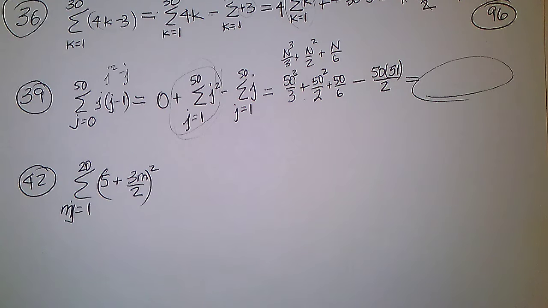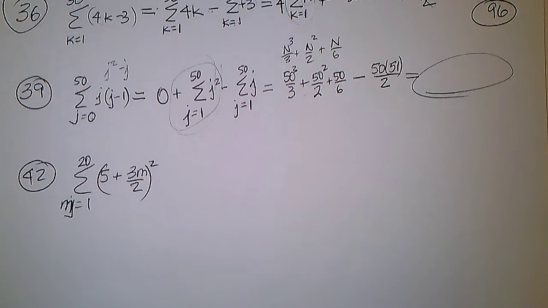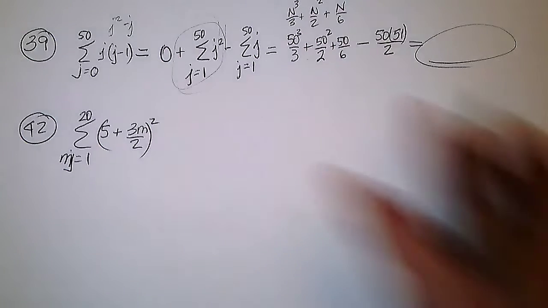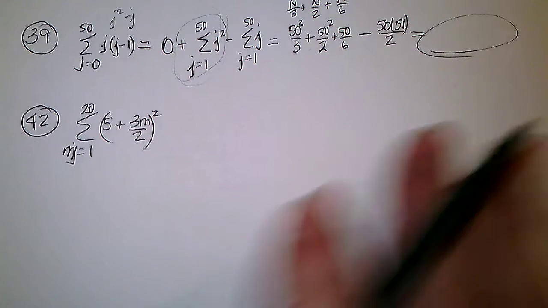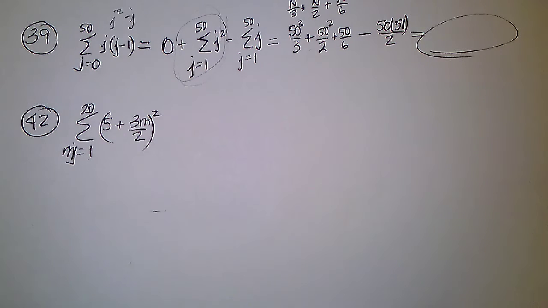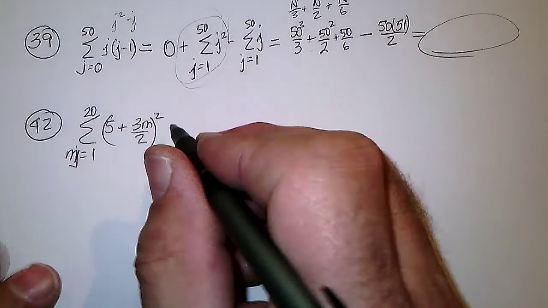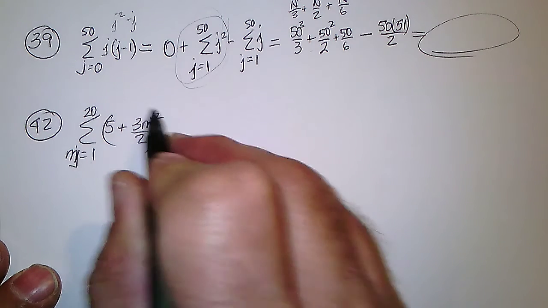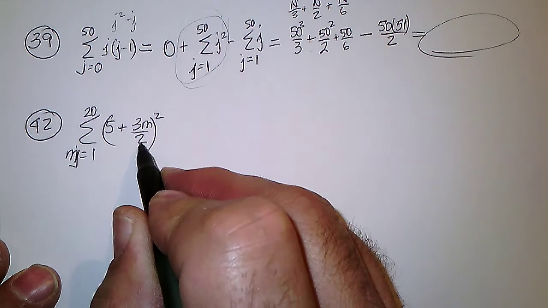Okay, now 42. This one, you could go ahead and put in 1 in here and square it and do all that. And you'd have 20 numbers. That's messy. We can also split this up. So first, let's square this.